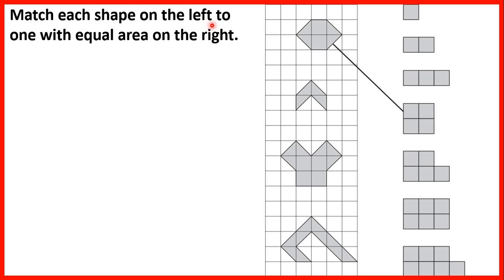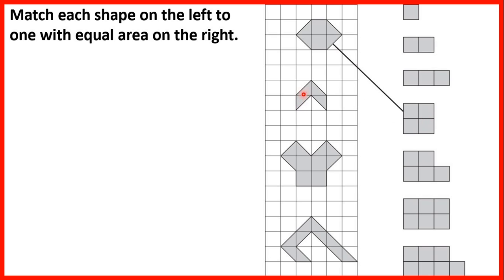Match each shape on the left to one with equal area on the right. So we need to remember that the area of a shape is how much space it takes up. This shape here has an area that's the same as 4 squares, because we have 2 halves here which can make one whole, 2 halves here which can make another whole, and 2 full squares in the middle, so that's 4 squares altogether.